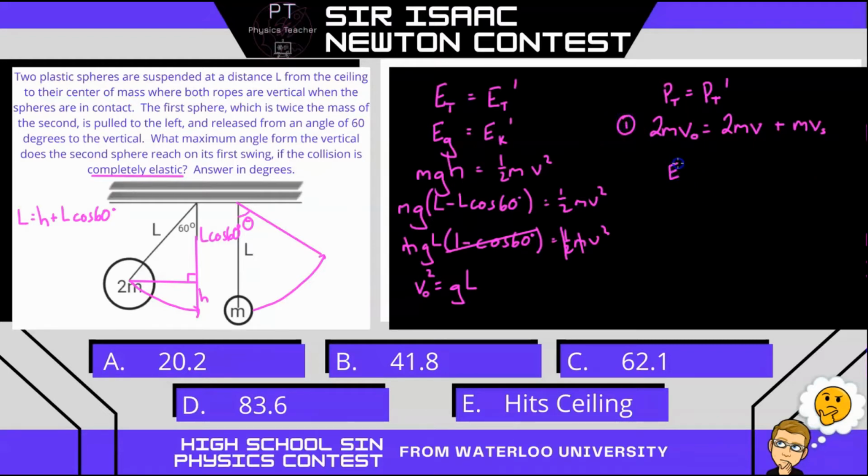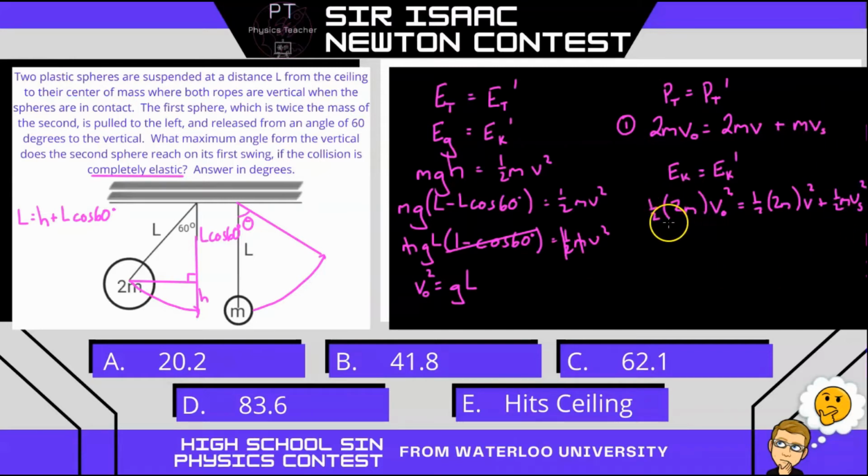And now let's look at conservation of kinetic energy, since it is a completely elastic collision. Total kinetic energy before must equal total kinetic energy after. So before we have 1/2 mass, and this is the mass of the large sphere, so 2m, times v squared. And that's going to equal, again, 1/2 times the mass of the large sphere, times whatever its velocity is after the collision, v naught squared, and then plus 1/2 m Vs squared for the small sphere.